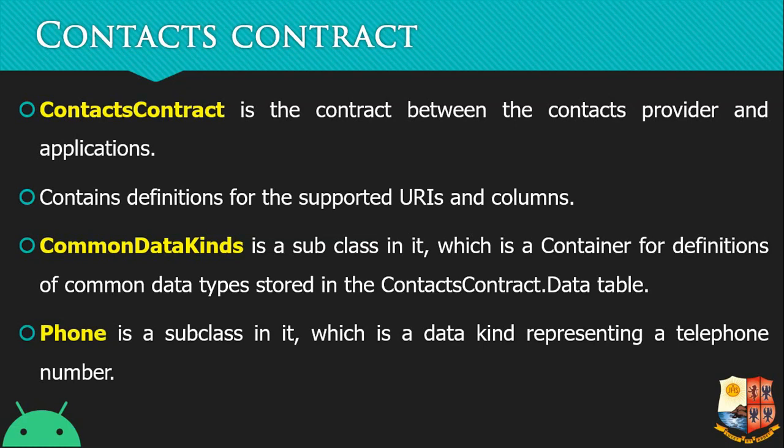So phone is a subclass inside common data kinds. Common data kinds is a subclass inside contacts contract. So these three words will come together. Phone is a subclass in which the data kind representing a telephone number is stored. In this class, you have all details about that particular contact.